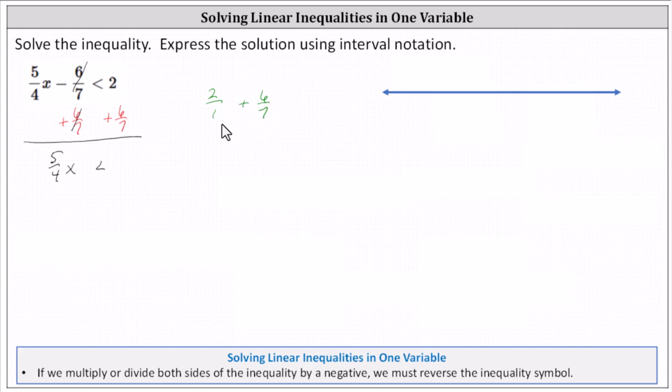The least common denominator is 7, which indicates we multiply 2 by 7/7. We have a common denominator of 7, and the numerator is 14 plus 6, which is 20. We now have 5/4 x is less than 20/7. And now we might be thinking we should divide both sides by 5/4, which is correct, but instead of dividing by 5/4, we will multiply by the reciprocal of 4/5.